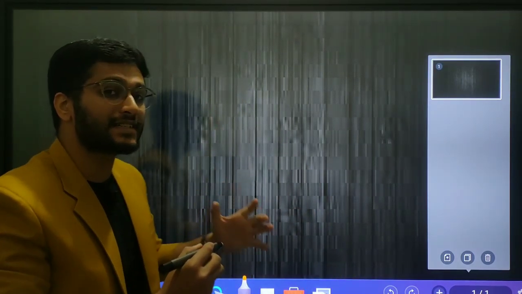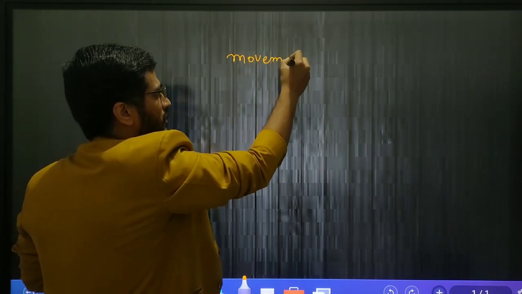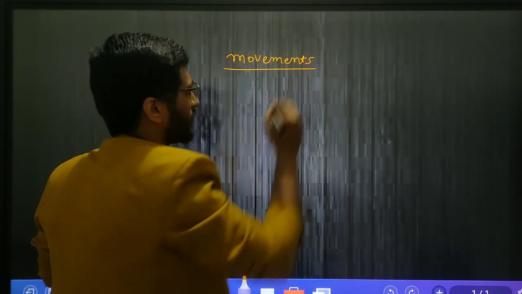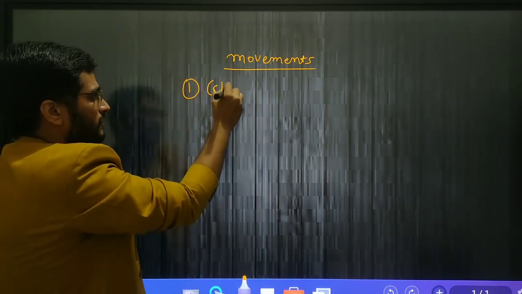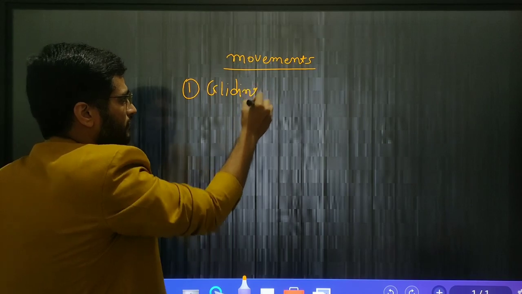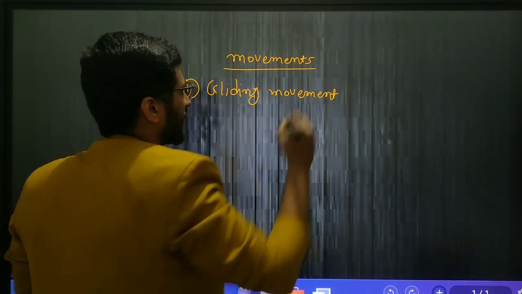So we will discuss here the terminologies related to the joints, the muscles and the vessels present in the body. Our first topic is the movements. Terminologies related to the movements. The first one is the gliding movement. Let us understand what we mean by gliding movement.